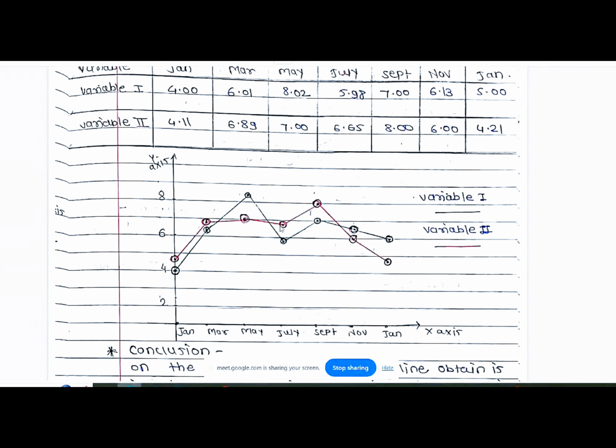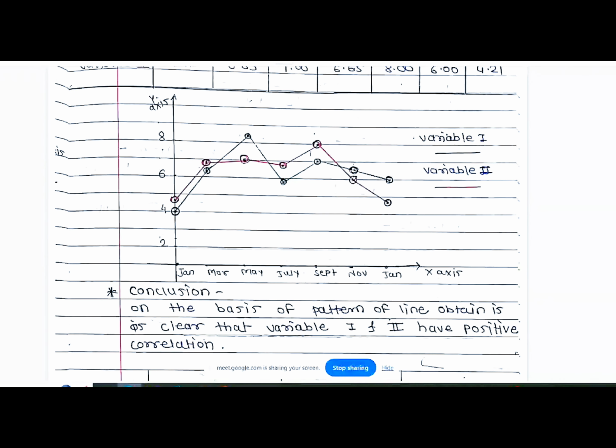Okay, so both decrease. There is no strict pattern, but you can easily observe that both are decreasing. Now from July to September, first increasing, second also increasing. Okay, so with the help of this data, the conclusion will be on the basis of the pattern of line obtained, it is clear that variable 1 and 2 have positive correlation.